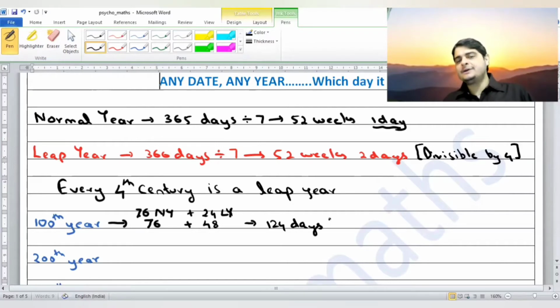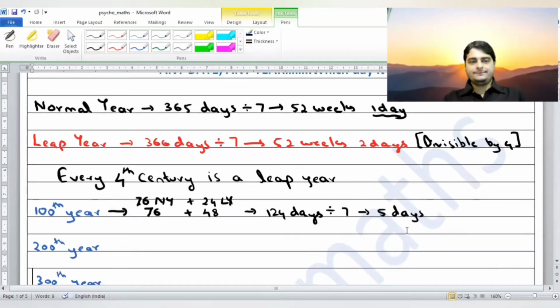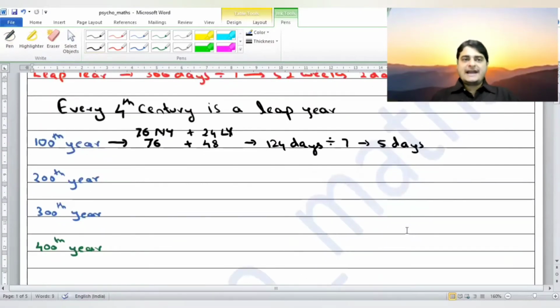Now when we divide 124 days by 7, the remainder is 4. It means the first 100 years has 5 days additional apart from the complete week. So next, let us move on to the next. What will be our next thing to be done?